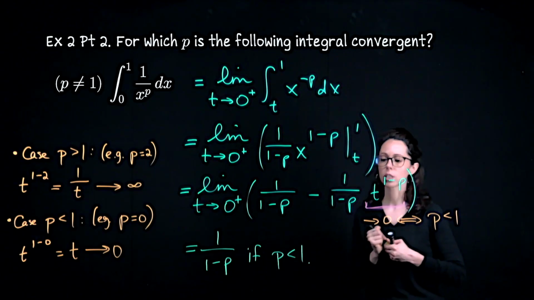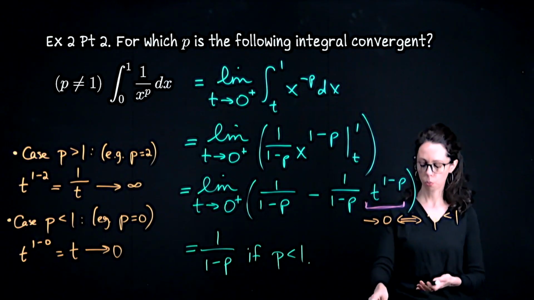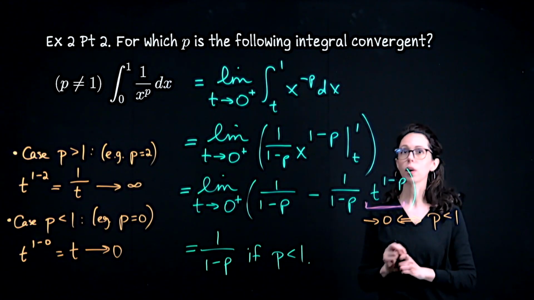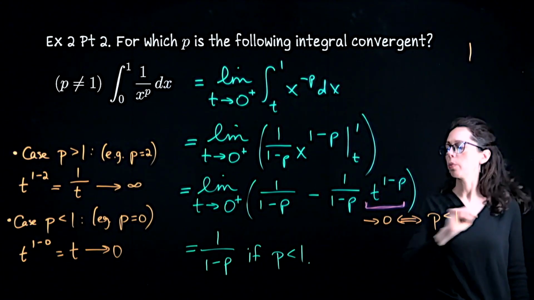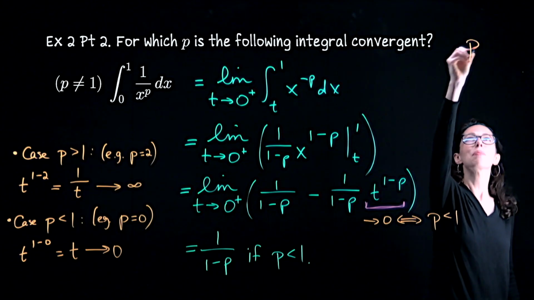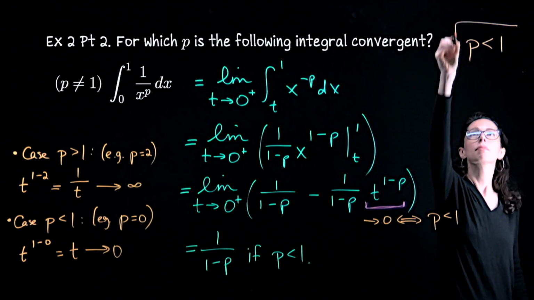So we don't get convergence when p equals 1, and we don't get convergence when p is greater than 1. We get convergence when p is less than 1.